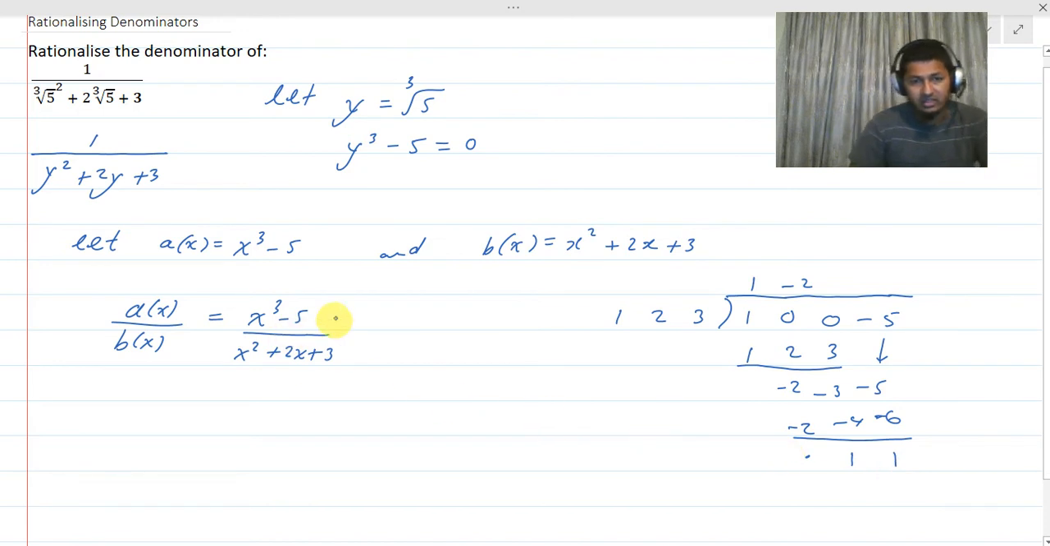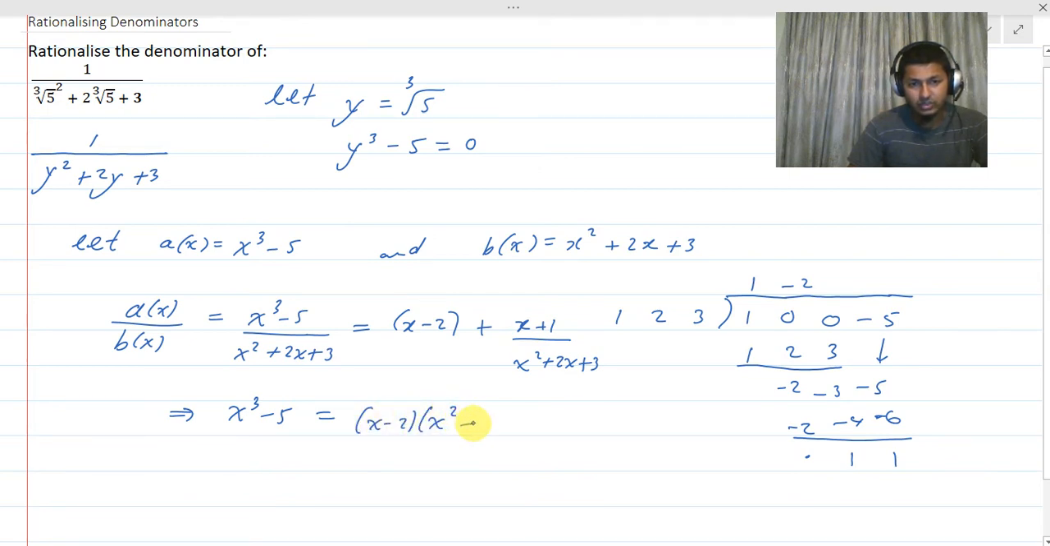which is 1. Therefore, the quotient is x minus 2, plus the remainder, which is x plus 1 over the divisor, which is x squared plus 2x plus 3. So let us neaten this up and write it as x cubed minus 5 is equal to, by multiplying by x squared plus 2x plus 3, x minus 2 into x squared plus 2x plus 3 plus x plus 1.